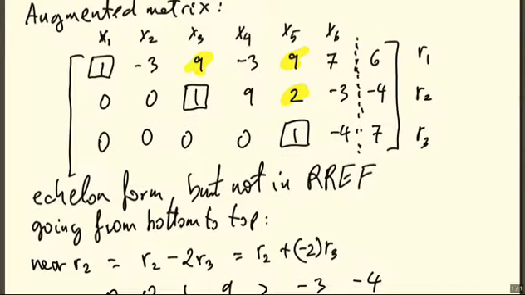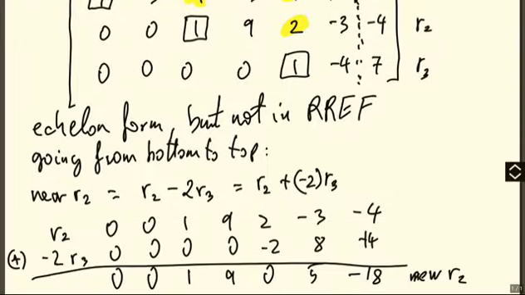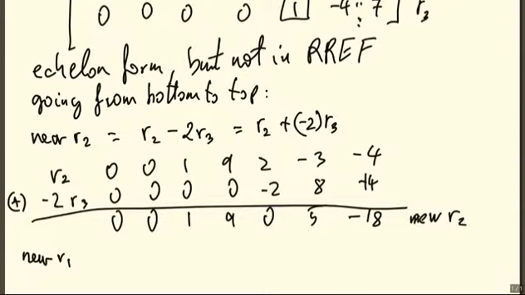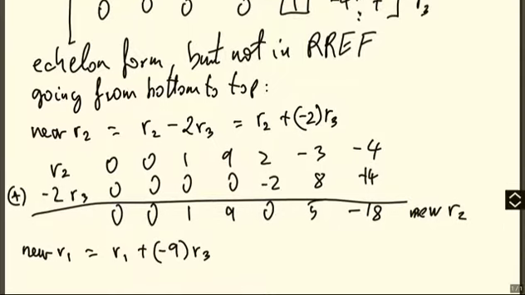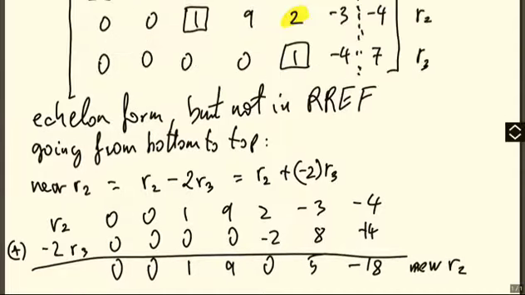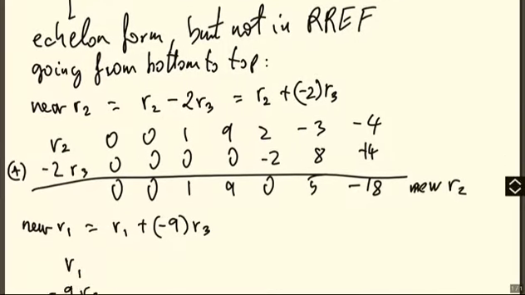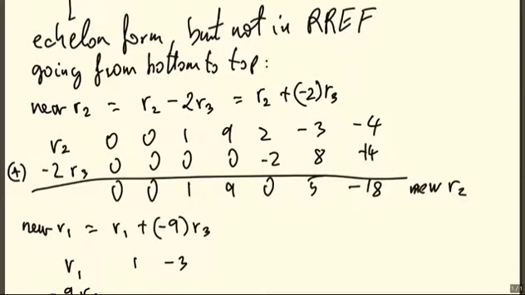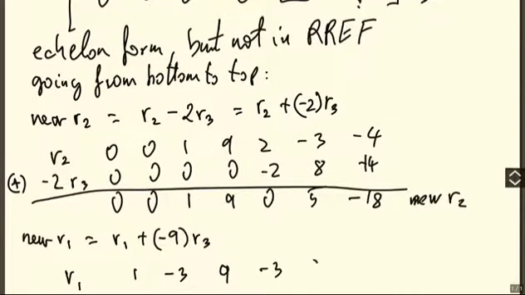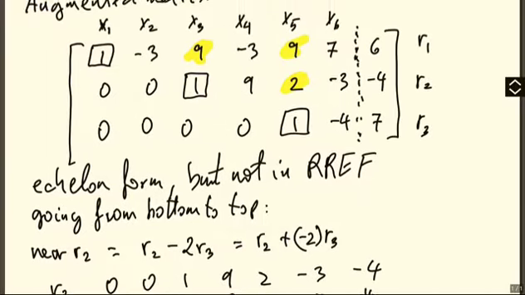And then we get a new row 1 if we add minus 9 times row 3 to row 1. Right, so let me write this down also. Row 1 minus 9 row 3. First row 1, just copy down 1, minus 3, 9, minus 3, 9, 7. And then the right hand side 6.